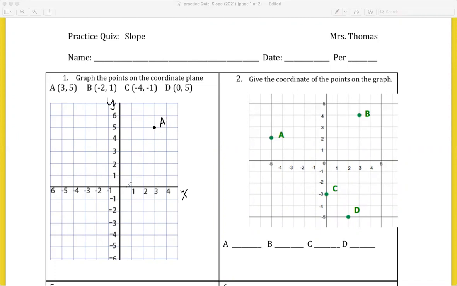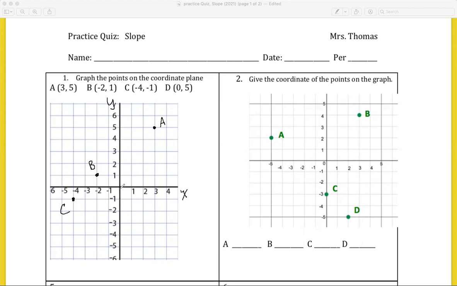B is (-2, 1). So -2 for x, right above -2, right across from 1. There's B. C is (-4, -1). So below -4, there we go. Under -4 for x, across from -1 for y.